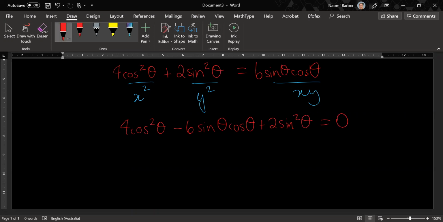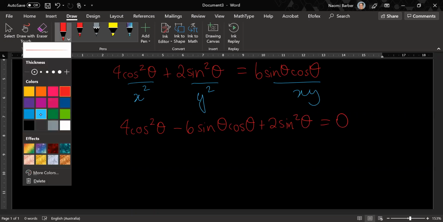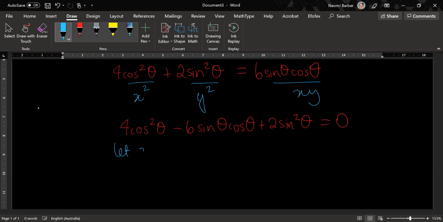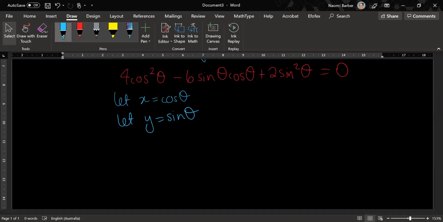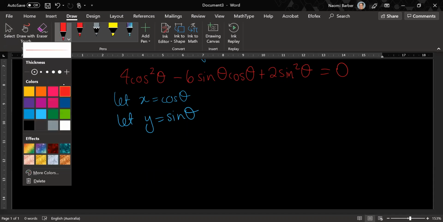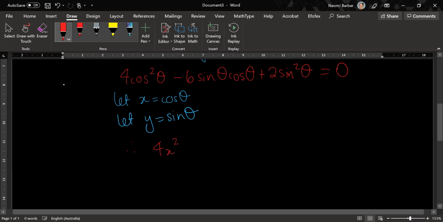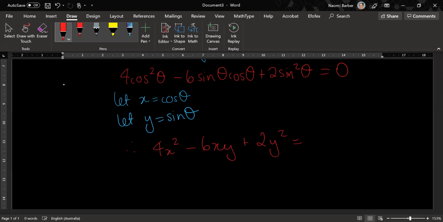Okay, then I'm going to see if a quadratic works. Fun fact, helpful handy hint, it does. So I'm going to let x equal cos theta and let y equal sine theta. Okay, and then I'm going to rewrite my question. Okay, more room for mathematics, always helpful. Back to red. So therefore, I have 4x squared minus 6xy plus 2y squared equals 0.